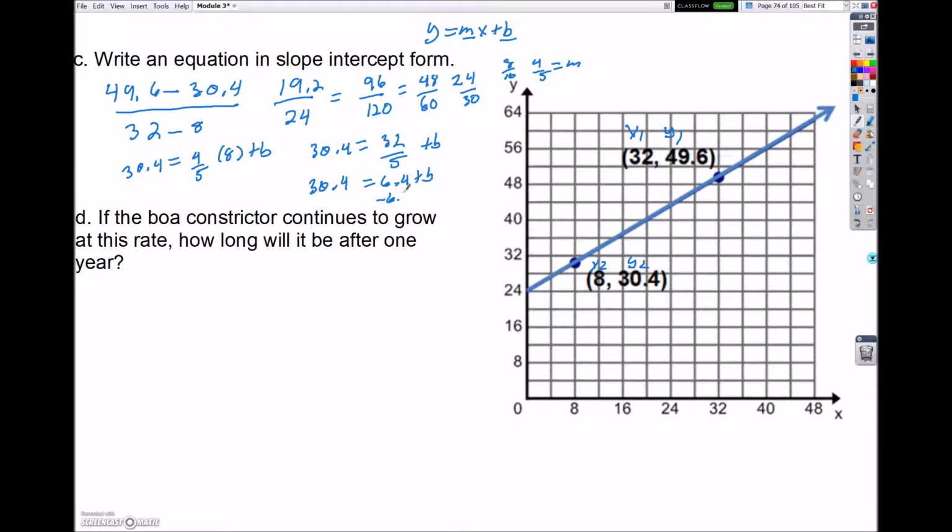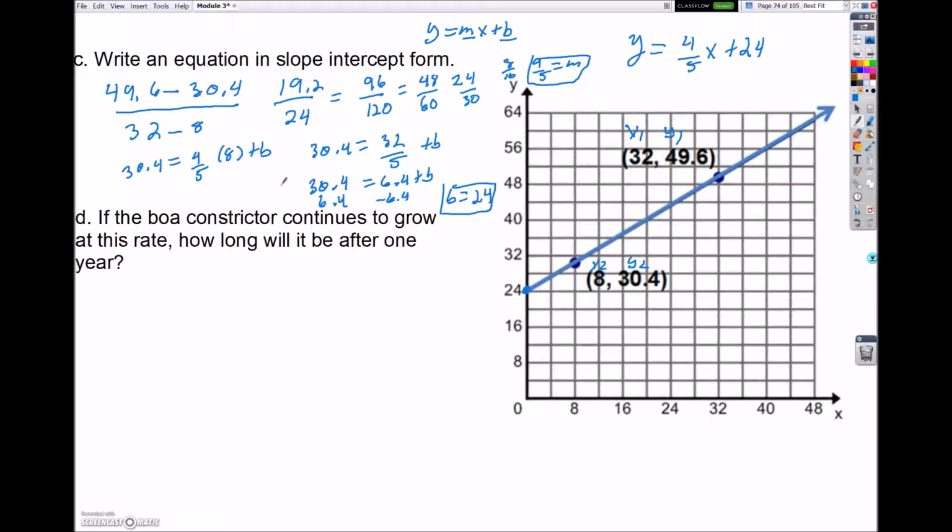If I subtract 6.4 from both sides, that gets me my b value. And as I was correct, it is 24. I'm just double checking my work to make sure. I know it's all crunched right here, but I found my slope, which is 4/5. I confirmed that my b value is 24, because you can see with my y-intercept it is 24. And that would give me the equation: y is equal to 4 over 5x plus 24.